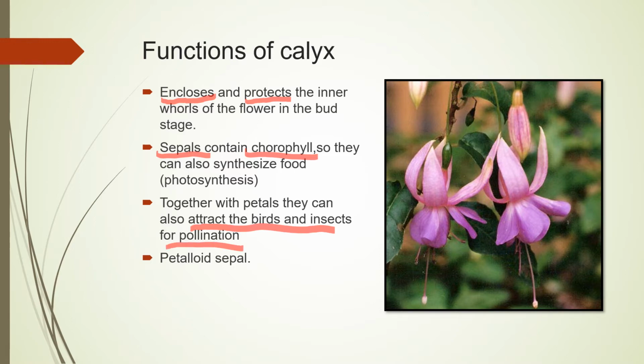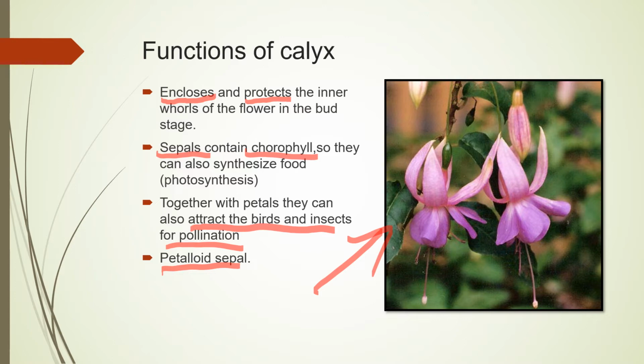Now what is a petaloid sepal? As the name suggests, in this picture the petaloid sepal is a sepal which looks like a petal. It is as colorful and bright as a petal. It looks as beautiful and attractive as a petal, and it is colored just as the petals of the corolla are colored. It doesn't look green, and it has no distinctive features different from the petals. So it is called a petaloid sepal.